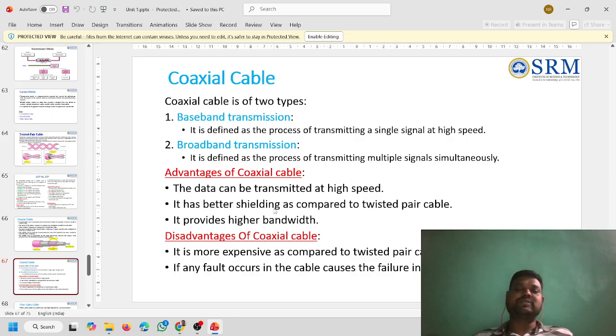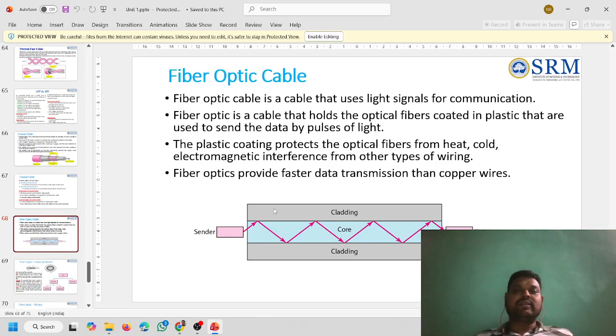The disadvantage is that it is more expensive compared to twisted pair cable, and when a fault occurs, it will cause the entire network to fail. The third type of guided media cable is fiber optic cable. Fiber optic cable uses light signals, whereas the previous two cables, coaxial cable and twisted pair cable, use electrical signals.